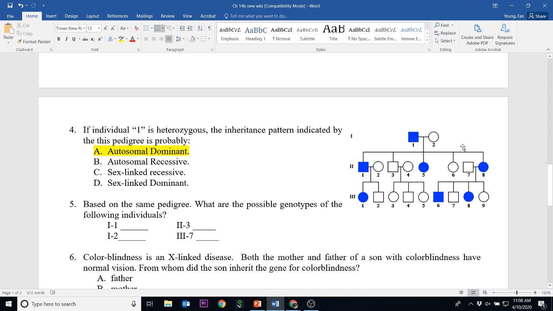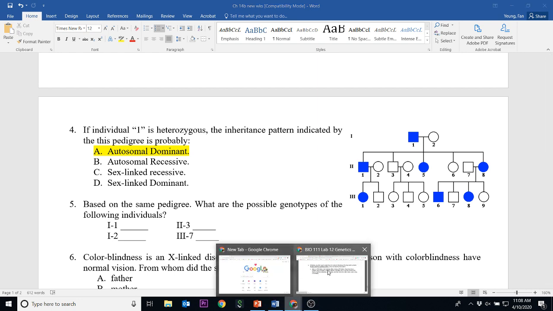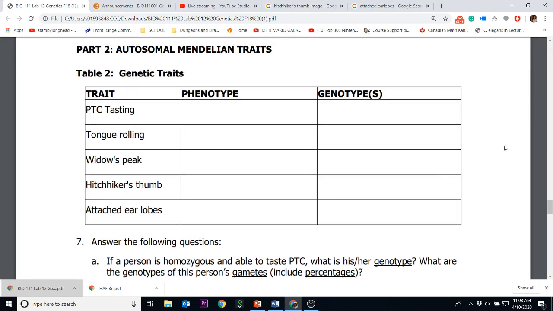Okay. Part 1 of the lab, how would the Punnett square for Q2 look like? Let's see, part 1 of the lab. Part 1.